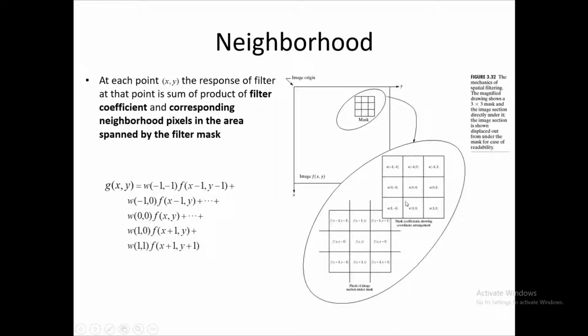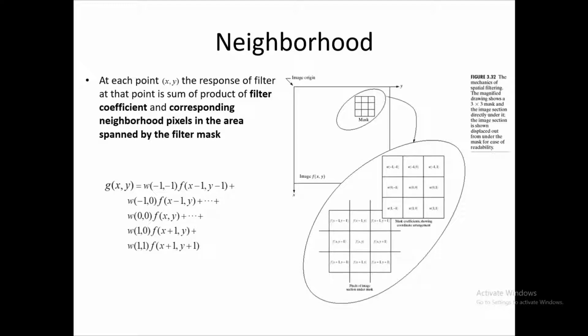Similarly, in this way, all the pixels from the neighborhood are multiplied with the filter coefficients to get the sum of products. Here g(x,y) is the response of the filter. So in this way we get the filter response, or the filtered pixel.